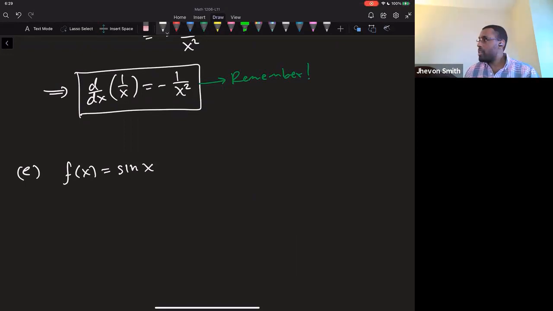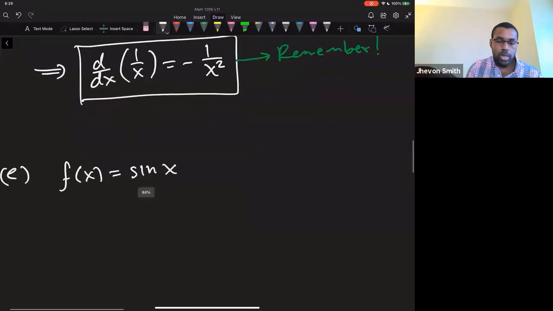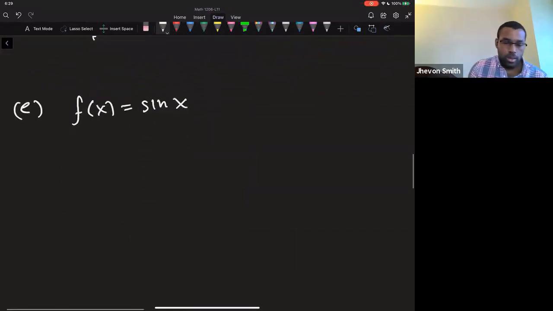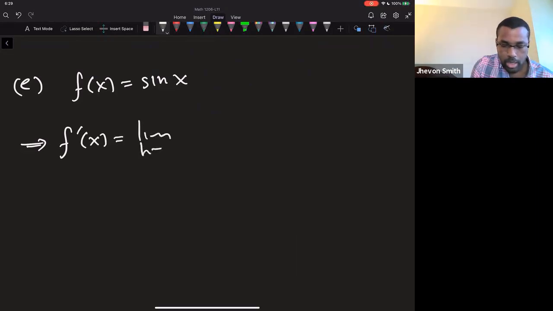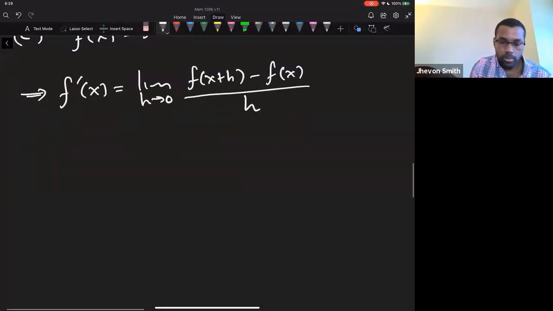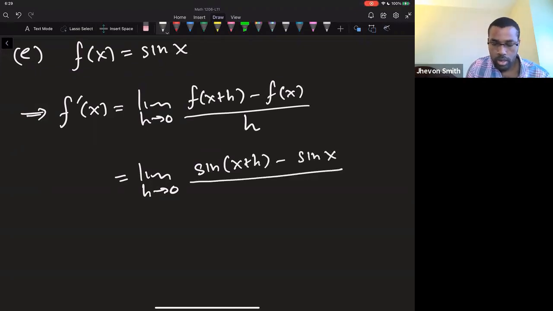Let's find the derivative of sine of x. That's something to remember now. So similarly here, want to find the derivative. That is going to be the limit as h approaches 0 of f of x plus h minus f of x all over h. This would be sine of x plus h minus sine of x all over h.